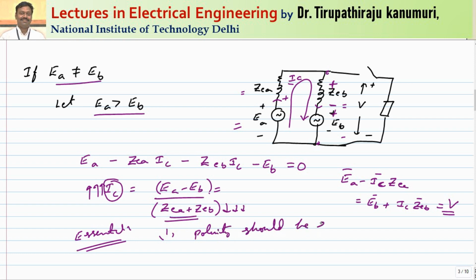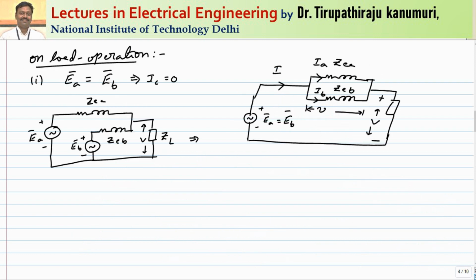should be same. That polarity can be tested using the voltmeter, I have already explained to you. And the second condition is the value of EA should be equal to EB. That means the voltage ratios must be same. Voltage ratio means secondary voltage divided by primary voltage should be same for both the transformers.